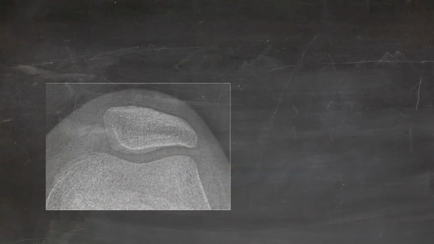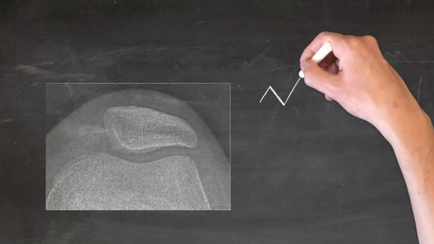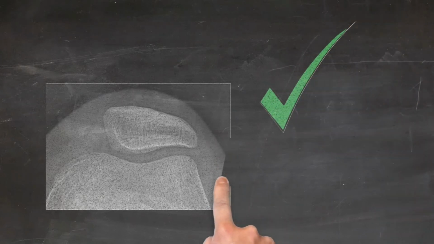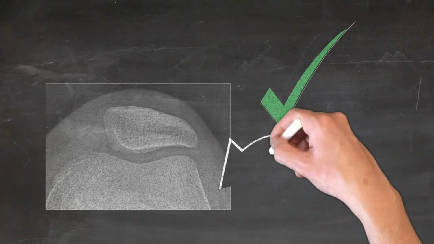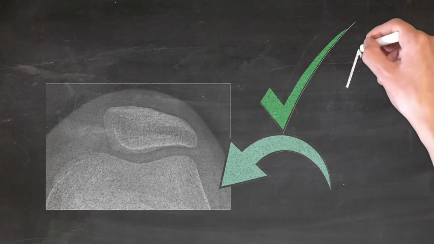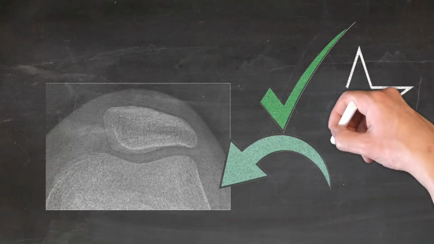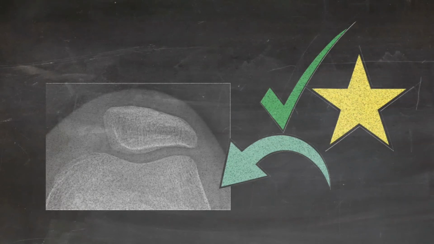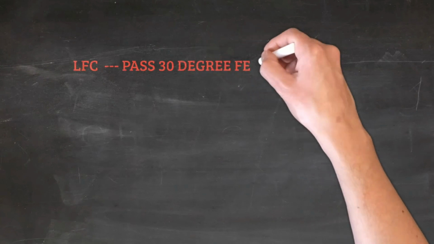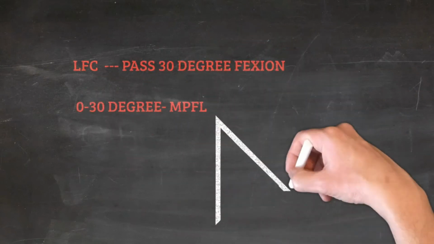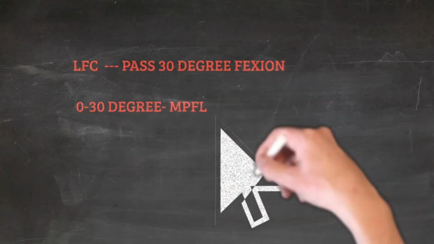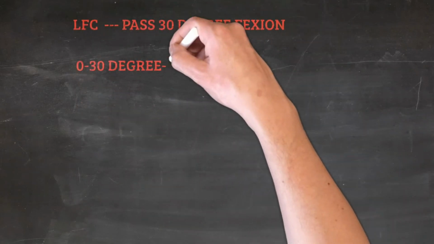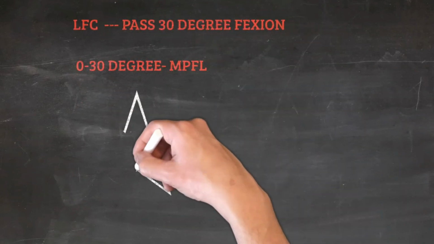Regarding the Q angle, due to the Q angle, the patella has a propensity to sublux laterally, and that's why the lateral femoral condyle is more prominent. Past 30 degrees of flexion, the main stabilizer is the bony constraint, that is the lateral femoral condyle. But in extension to 30 degrees, the most important constraint for the stability of the patella is the medial patello-femoral ligament.